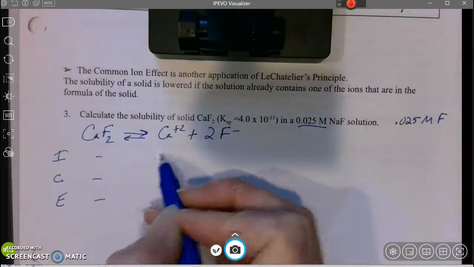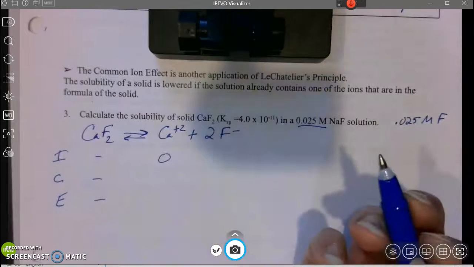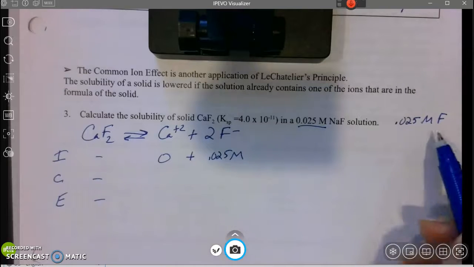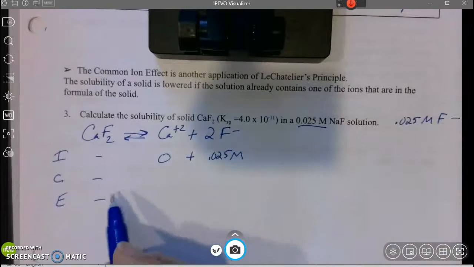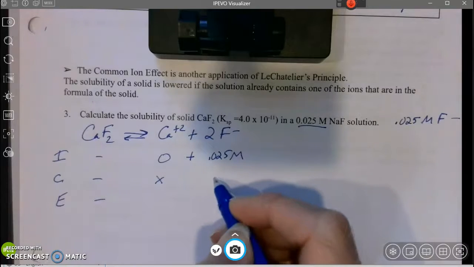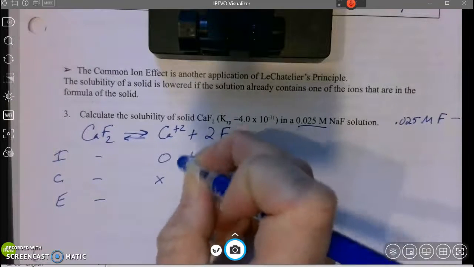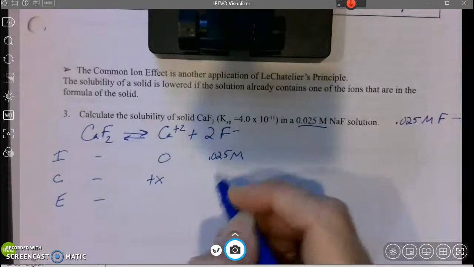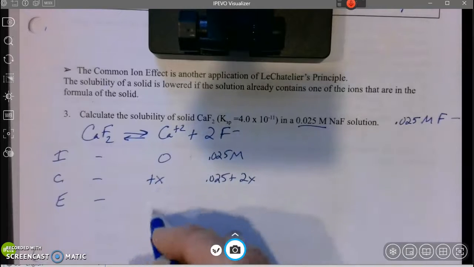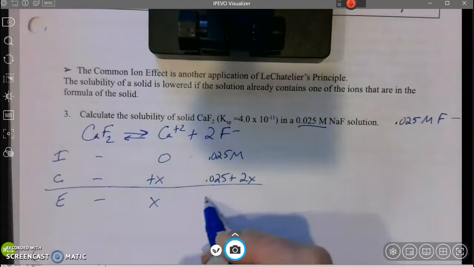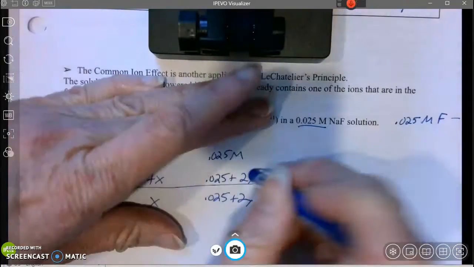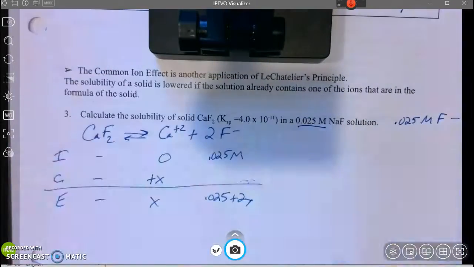Okay, so I have initially no calcium, but I do have this 0.025 molar fluoride ion. So I'm going to put, this is X, and then, so plus X, and then this is going to be 0.025 plus 2X. So my equilibrium is going to be X and 0.025. Sorry, I'm going to get ahead of myself here.